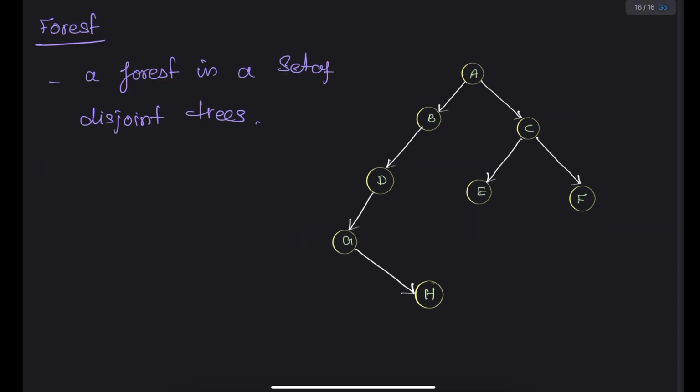The next concept is the forest. A forest is a set of disjoint trees. For example, if I divide the given tree into two subtrees by removing A, we get two different subtrees. So likewise, a set of disjoint trees is called a forest.